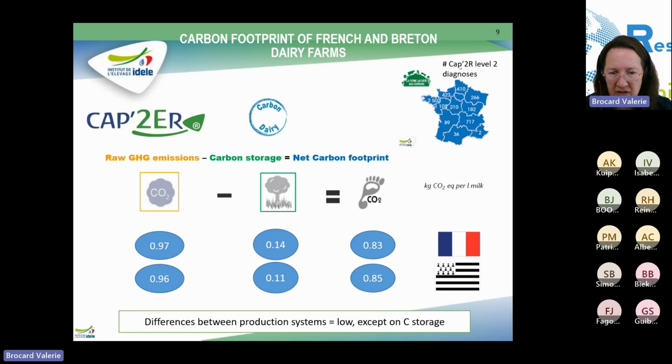The differences between our different production systems are not very important in terms of raw GHG emissions, even if you compare plain systems with mountain systems. Most of the differences will come from the carbon storage estimation and make the difference in terms of net carbon footprint. So this is the current average level for French dairy production.